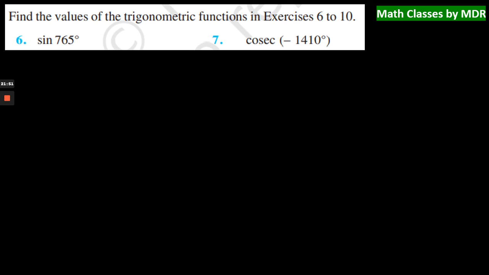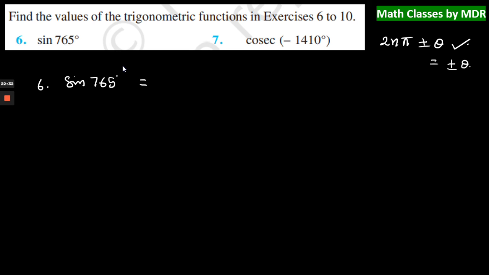Now let's see. Find the values of trigonometric functions in exercises 6 to 10. So here we have to use the concept of 2nπ plus or minus θ. I told you, right? After every 2π we see the ray coming back to its initial position, so that we can take 2nπ plus or minus θ equal to plus or minus θ. For example, in the sixth question, what we have? Sin 765.